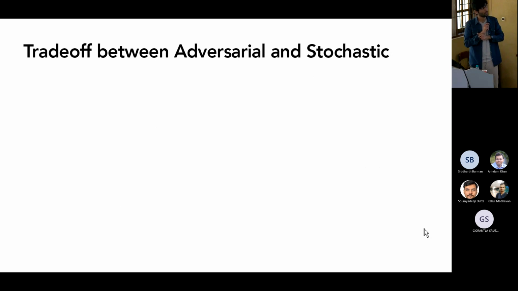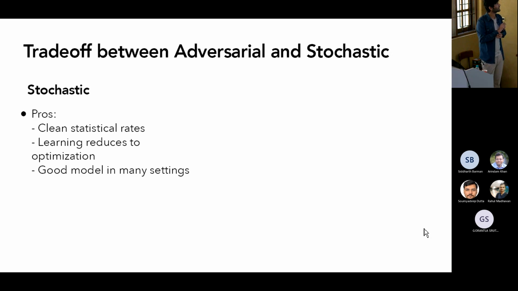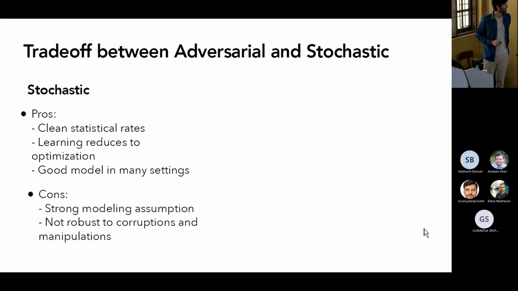Okay, so why look at these two different notions? One thing about the stochastic case is that it gives you clean statistical rates. Learning reduces to optimization, which maybe we know how to do, and it's in many different settings. This is a good model for learning.